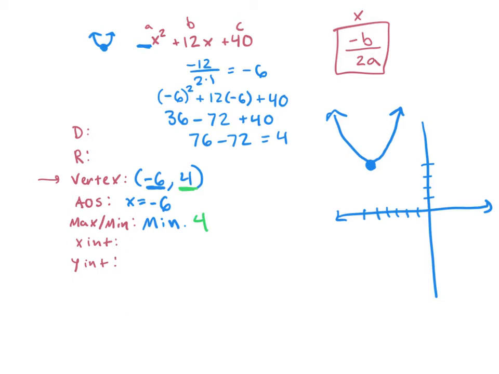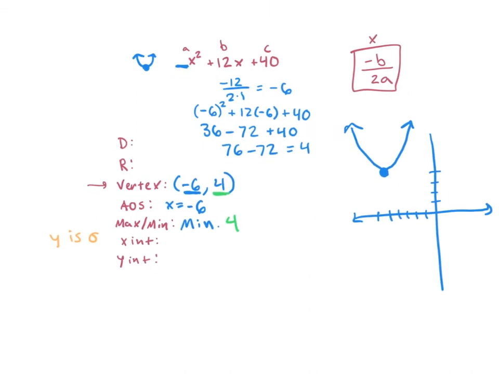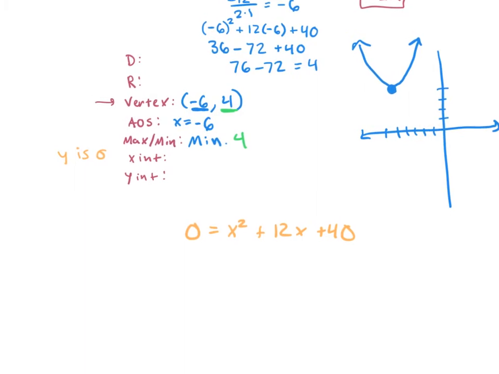Now, how do we find our x-intercept? Remember, for the x-intercept, you plug in 0 for y. So when we plug in 0 for y, we have 0 is equal to x squared plus 12x plus 40. How do we solve this? What do we need to do? We've been doing this since chapter 1. Now you just factor. So we need 2 factors of 40 that add up to 12.